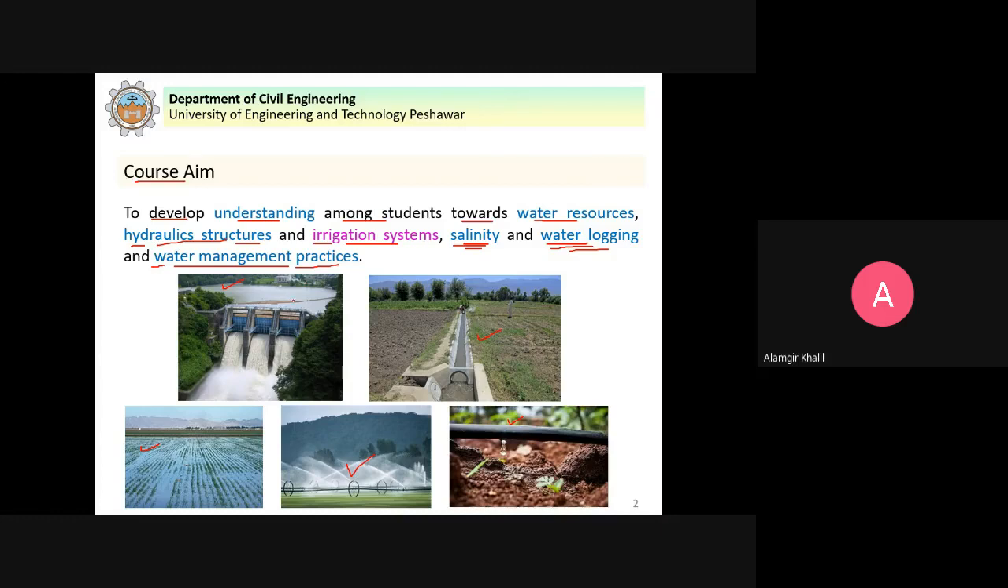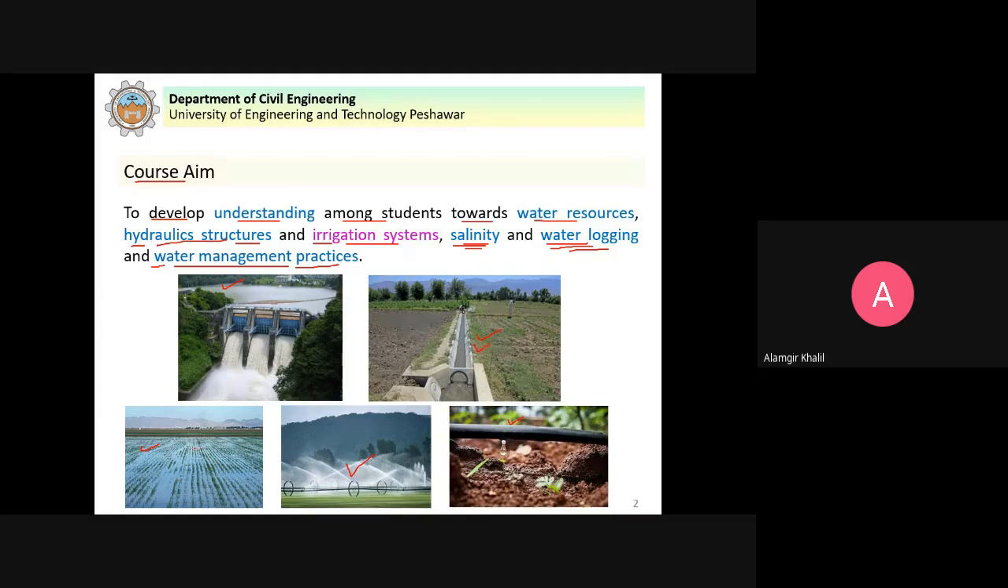And this can include construction of new dams, reservoirs, weirs, barrages, improving the network of canals, and the method of water supply to the crops.